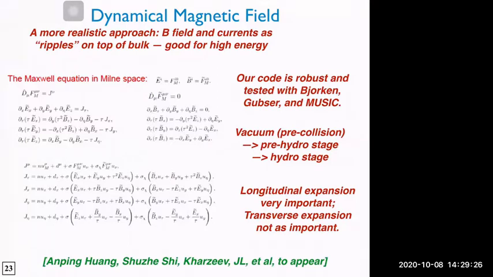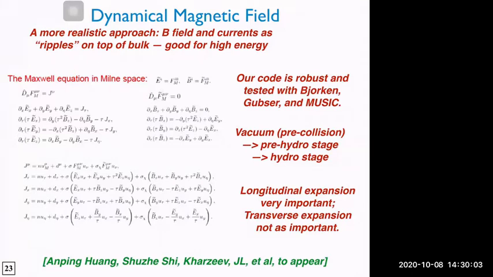Okay, we have established a code that is quite robust. We tested that code with the Bjorken expansion, Gubser expansion, and the MUSIC hydro, and it's working very stably. And I think the results make a lot of sense. So we start with vacuum. So before time zero, there is no medium. There's only vacuum. Okay. And then after the collision, there's a short pre-hydro stage where we don't know for sure how to treat the medium effect. So this is some small uncertainty, not small, some uncertainty we're still trying to figure out.